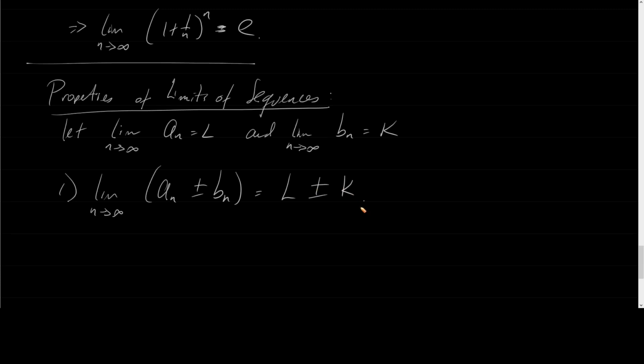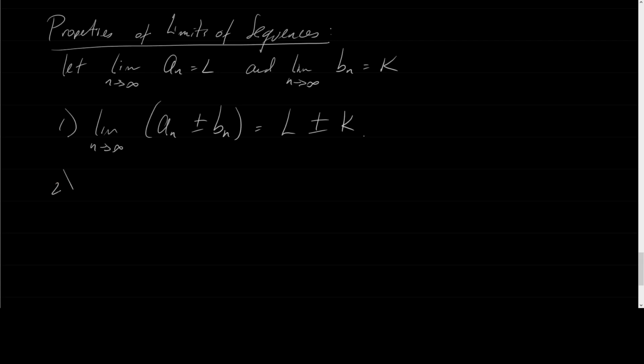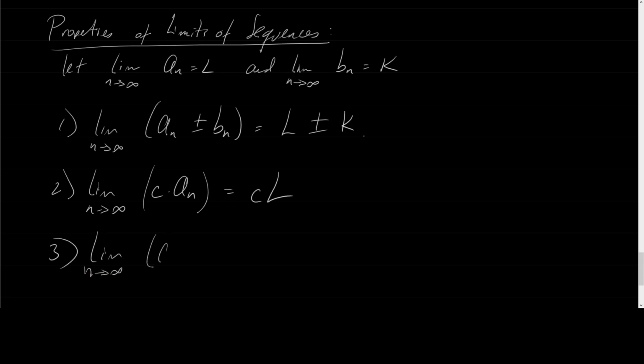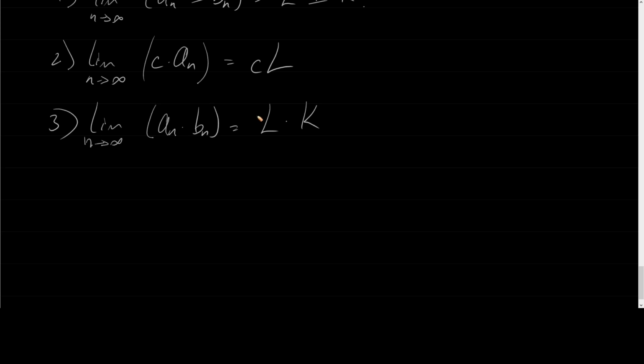the limits themselves. Alright, similarly, we have the limit as n goes to infinity of a constant times a sequence. Right? If I have a constant times a sequence, that's just the constant times the limit of the sequence. Alright, and in here, c can be any real number. If I have the limit as n goes to infinity of a product of sequences, well, I can just multiply the limits themselves.